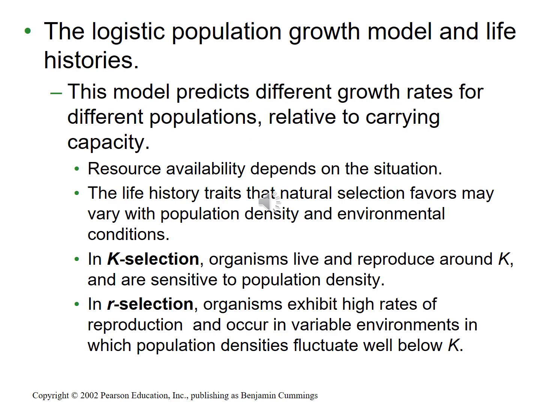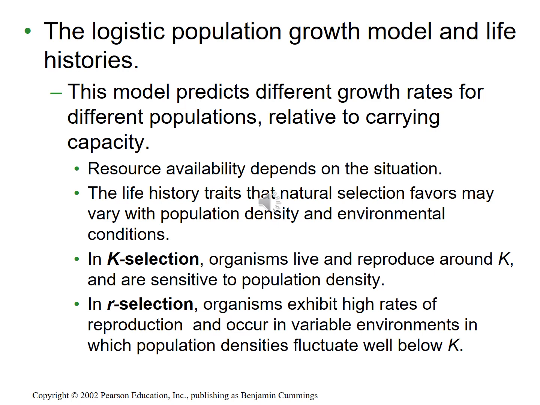The life history of a particular species is important to understand. The populations that would exhibit the logistic population growth model would be K-selected, the type of species that are sensitive to carrying capacity, which is K. So some species live and reproduce and are sensitive to the density of their own population. So their growth rate will slow down as the population size gets close to K.